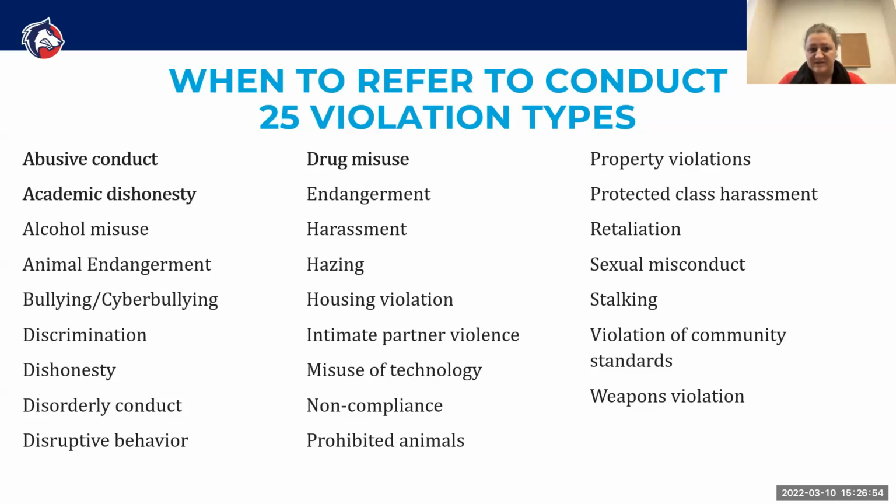And then of course, academic dishonesty. When we think about what faculty are seeing the most, this is typically where our reports come from. So anytime a student plagiarizes an assignment, doesn't cite properly, or copies another student's work, academic dishonesty is the category it would fall under.